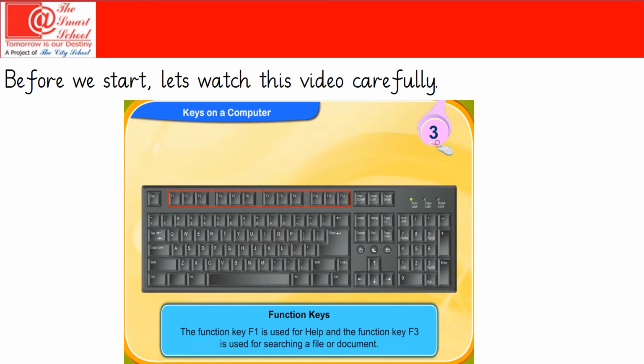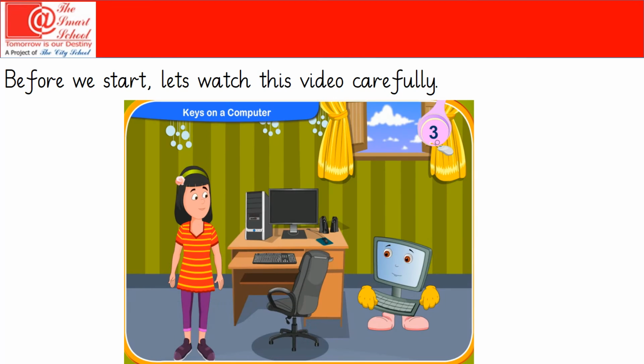For example, the function key F1 is used for help and the function key F3 is used for searching a file or document. Now, I guess you know about all the different types of keys in the keyboard. Yes, I do know. Thank you, Kliko.